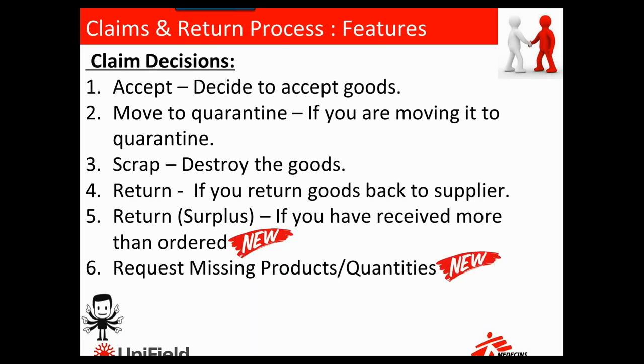Another one that has been added is request missing products or quantities, and this is one I think we're going to use a lot. If you are in the project and coordination did a blind reception of 100% of your order, and when you open that parcel you see that you've only received 90%, you can request your missing 10% from coordination. The last two, return surplus and request missing products and quantities, create documents in Unifield. We're going to see that when we are interacting with the software.